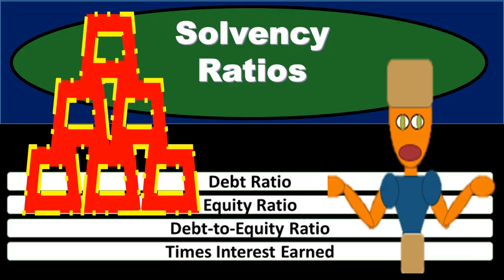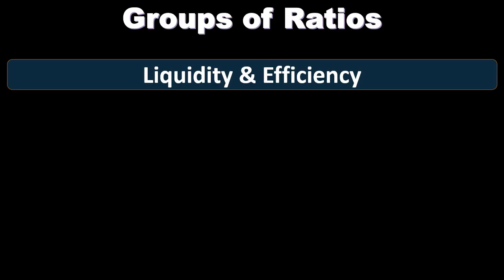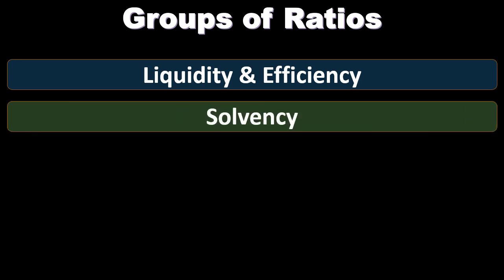In this presentation, we will take a look at and practice calculating solvency ratios. Remember, as we consider ratio analysis, we want to be able to group the ratios by category, making it easier for us to know what those ratios are doing, communicate that to other people, and it's going to be easier for test questions, common test questions being to group the ratios into categories. We looked at liquidity and efficiency. We're now going to be looking at solvency ratios.